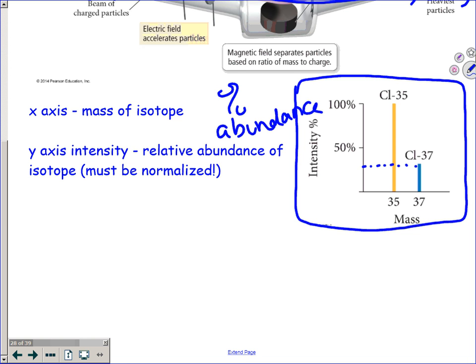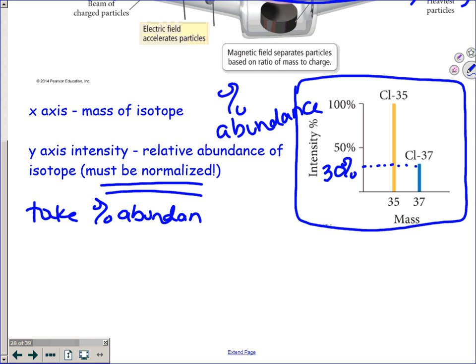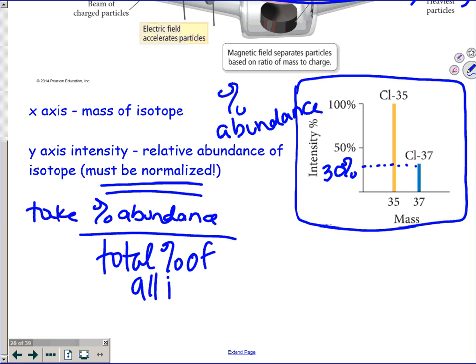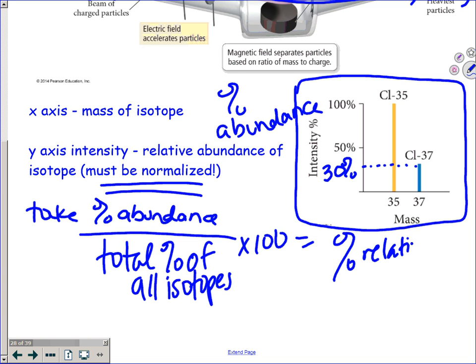About 30. Okay, we'll go with 30% for chlorine 37. You will have to guesstimate on these because they won't give you very many graduations on the side. So we have to normalize this data, which just means take percent abundance divided by total percentage of all isotopes times 100, and this will be our true relative abundance percentage.